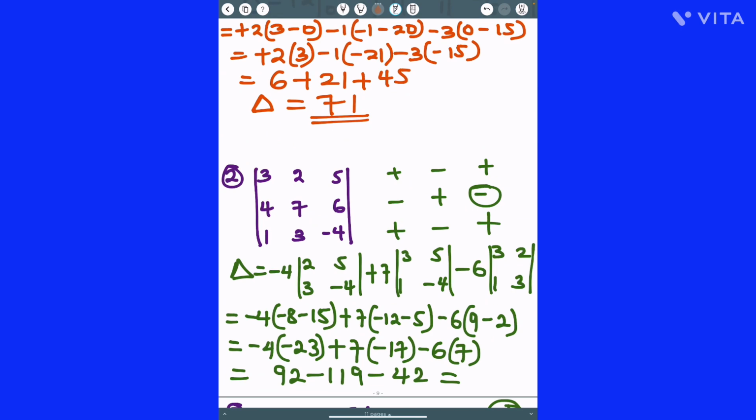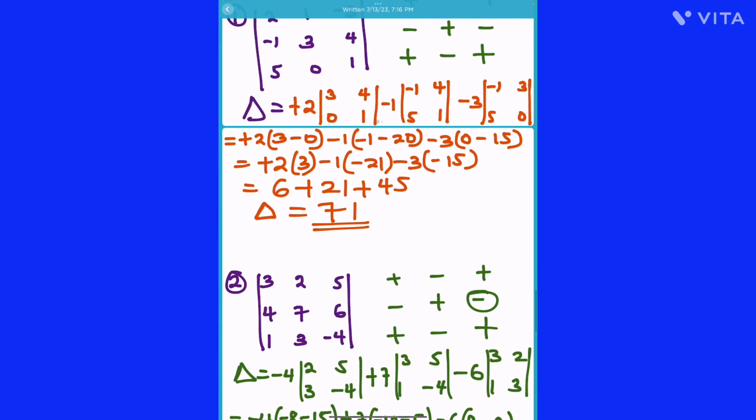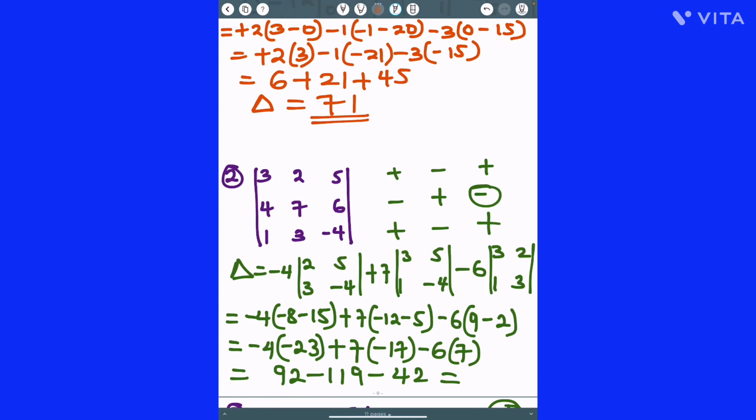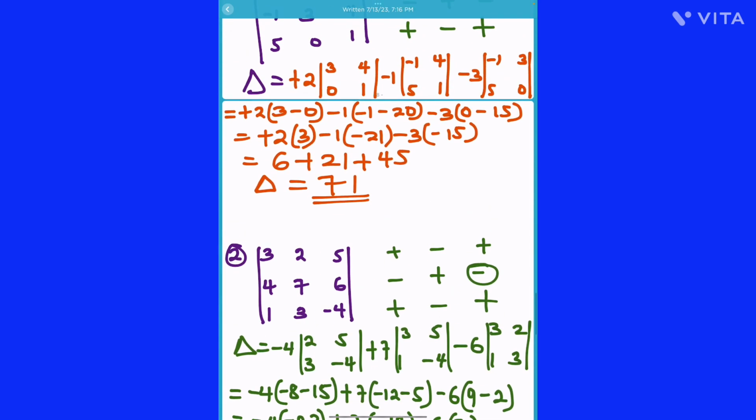So that will give me what? 3 times 1, 3. 0 times 4, 0. 3 minus 0, 3. That's 2 times 3. Also, in the second place here, I have minus 1 times. Then, what do I have left? Minus 1 times 1, that's minus 1. 5 times 4, that's 20. That's minus 1 minus 20, to give minus 21.